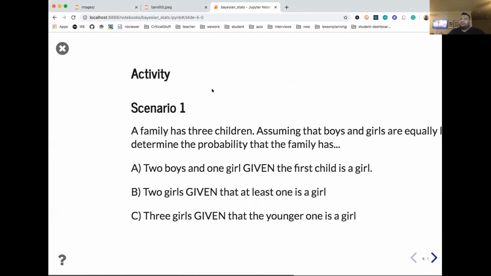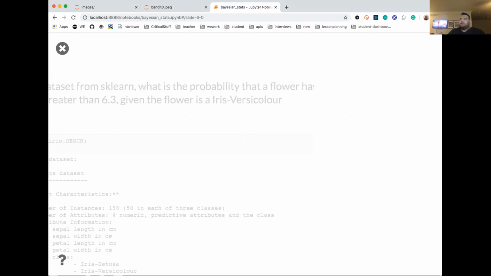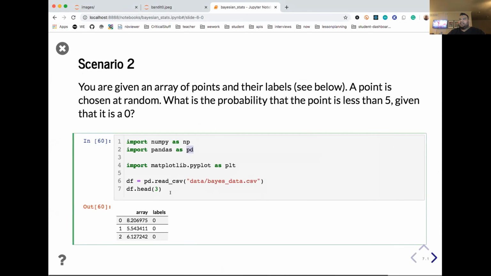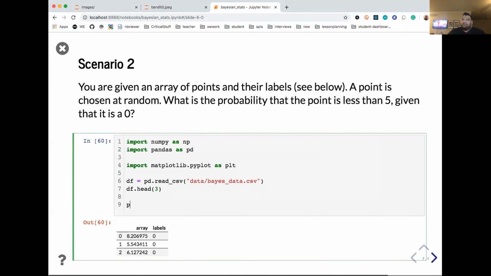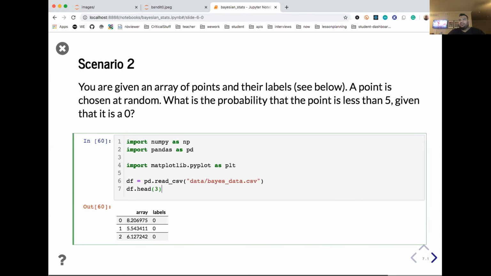I also wouldn't be afraid to type it out, like probability less than 5 given 0. It's okay that it's a long thing. It's okay that you're going to have to type a little bit more on your keys. You get a lot less confused when you do it.